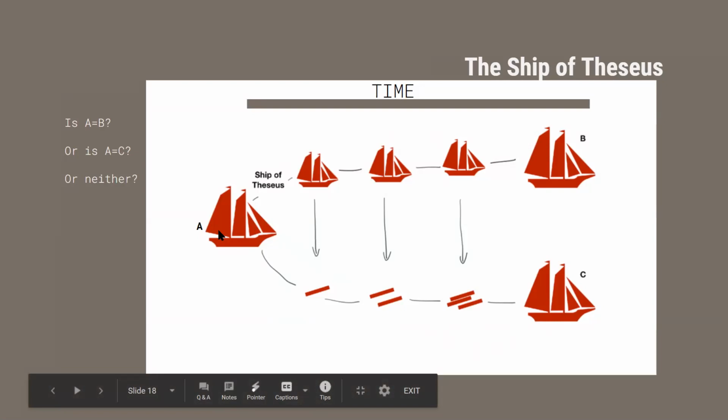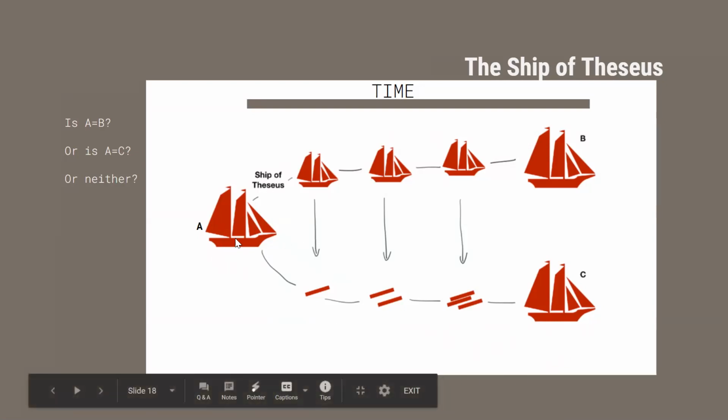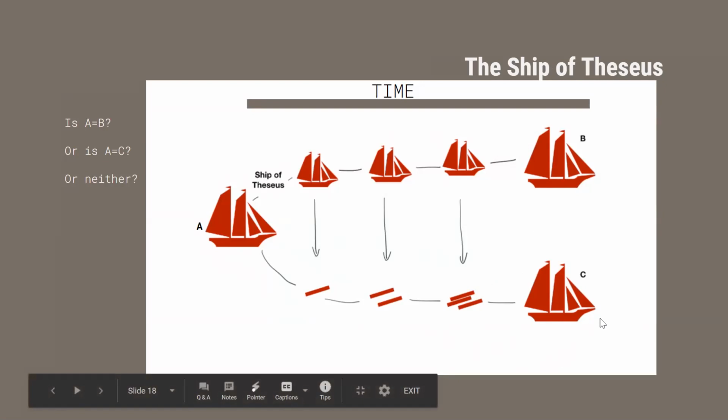Because ship A is composed of all these parts. And then, it seems like A is in some way disassembled slowly over time. And then ship C is A being reassembled in some way. But ship B and ship C clearly aren't the same ship, because they're in different places at different times. One's in my garage, my barn, and one's out to sea.